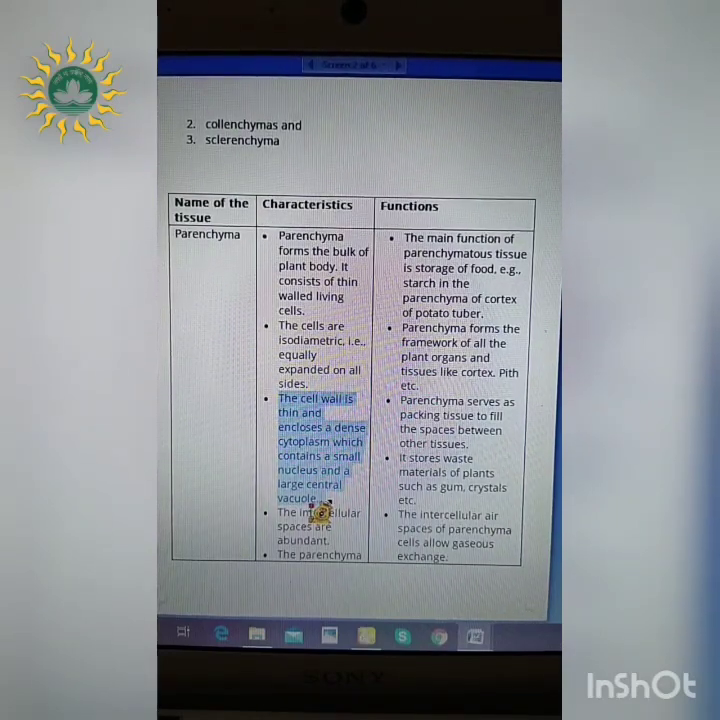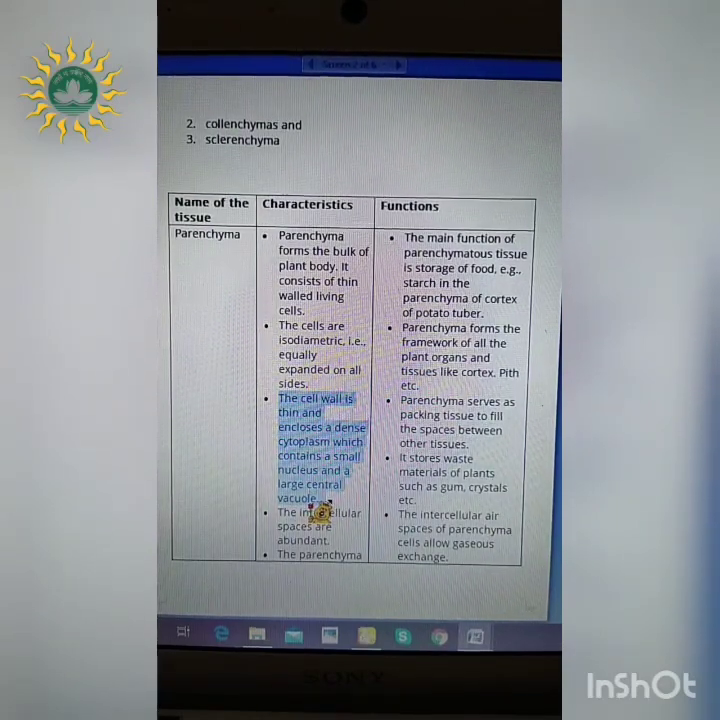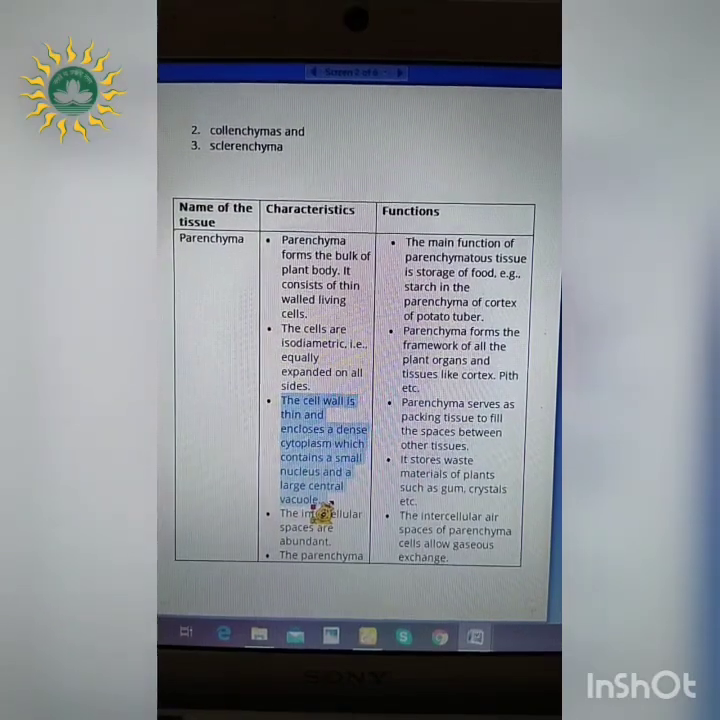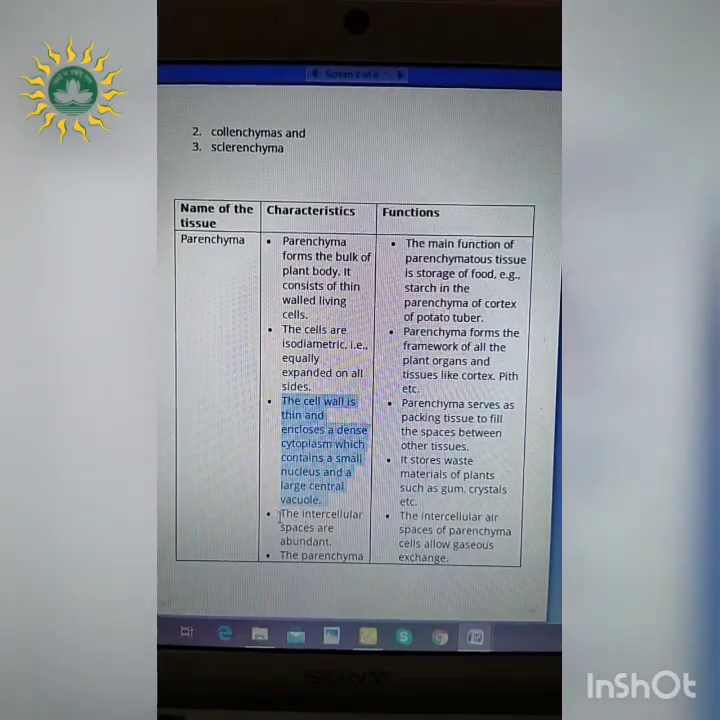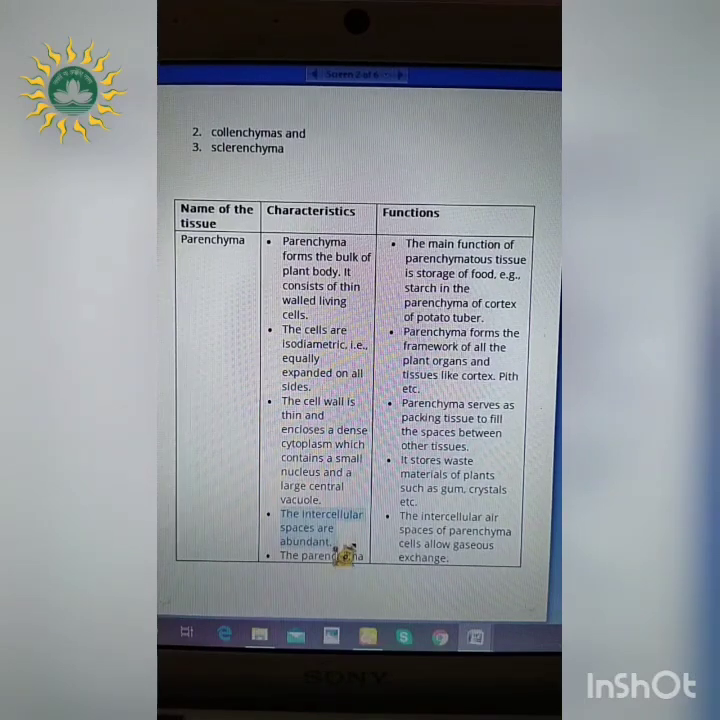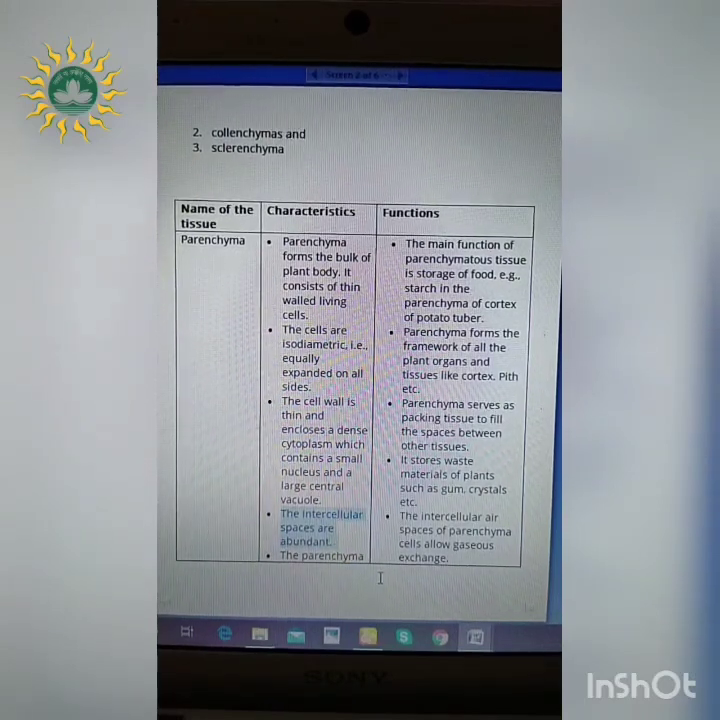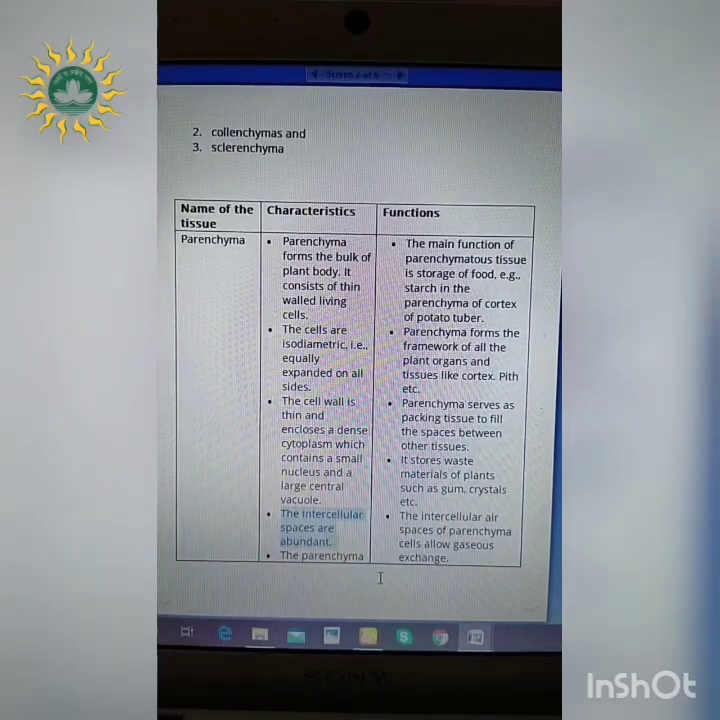What was the function of the vacuole we have studied? It maintains the shape and rigidity of the cell. Next, the intercellular spaces are abundant. So large intercellular spaces are present in this parenchyma tissue.